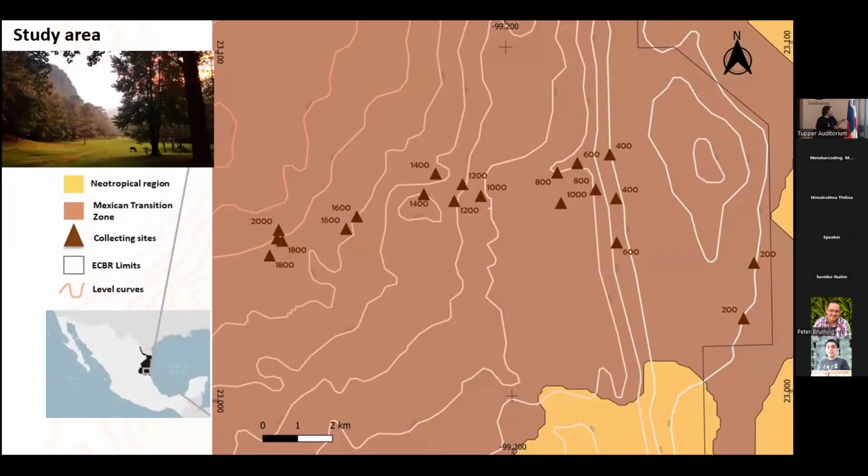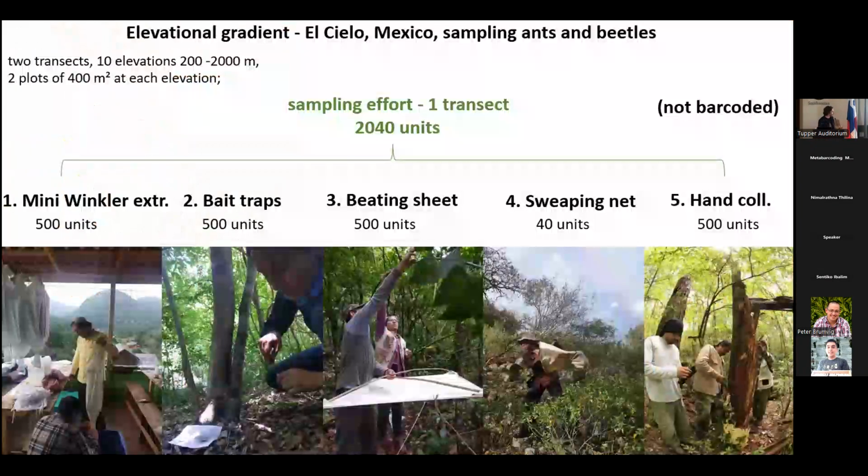Over several years, we did sampling. We sampled 2 such gradients with 2 replicates per elevation. This is our standardized sampling protocol, aimed primarily at ants and certain beetle groups. These are data which were not barcoded, but were processed in the traditional way.